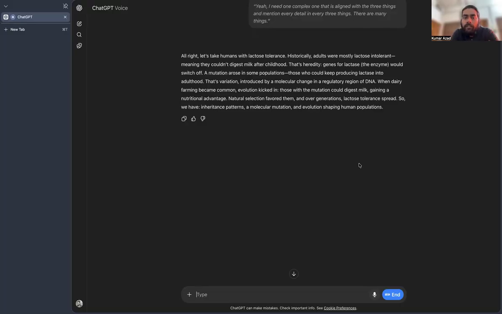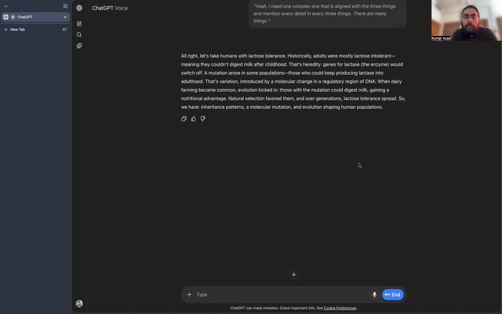Okay, a mutation arose in some populations, those who could keep producing lactase into adulthood. That's variation introduced by a molecular change in a regulatory region of DNA. Okay, that ultimately affects the DNA, and also our daily habit.